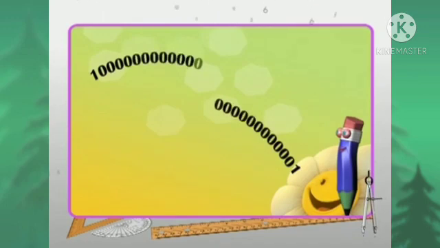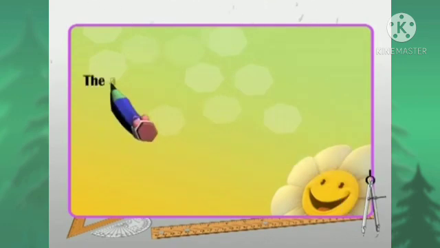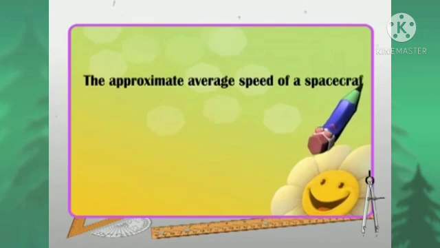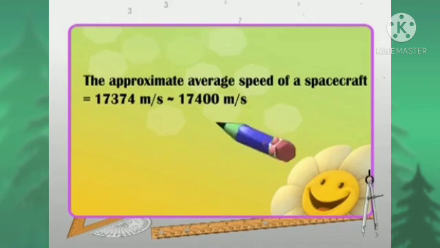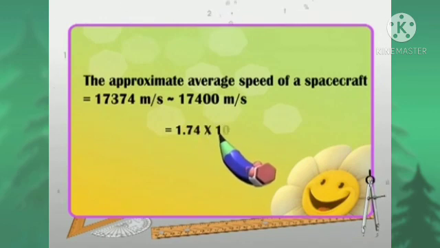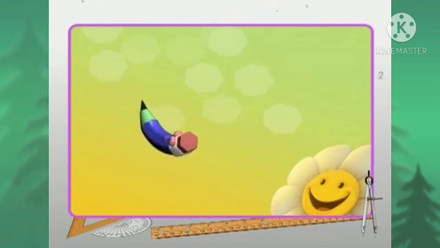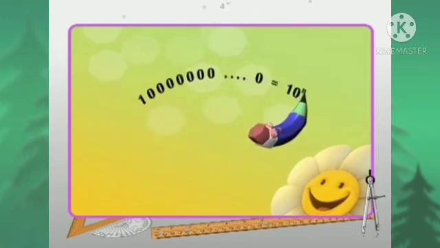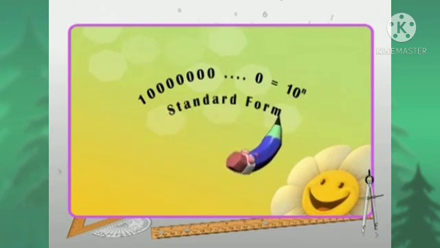Every number, large or small, can be expressed in decimal form as the product of a number between 1 and 10 and an integral power of 10. Thus, the approximate average speed of a spacecraft, which can be approximated to 17,400, can be expressed in standard form as 1.74 into 10 raised to the power of 4 meters per second. The general format of expressing numbers in the form of multiples of powers of 10 is known as standard form or scientific notation.